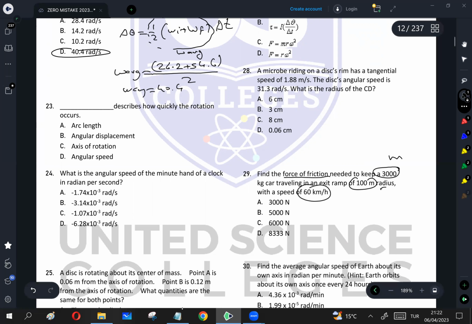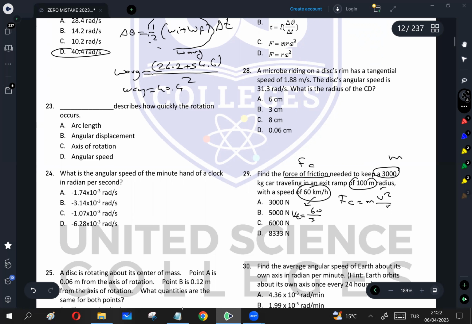Of course, we are not going to use the equation for force of friction. We will use the equation for centripetal force because force of friction is keeping this car in a circular path. That's why force of friction is the centripetal force. I will use the centripetal force equation, v squared over r. This v is in kilometers per hour, so convert it to meters per second.